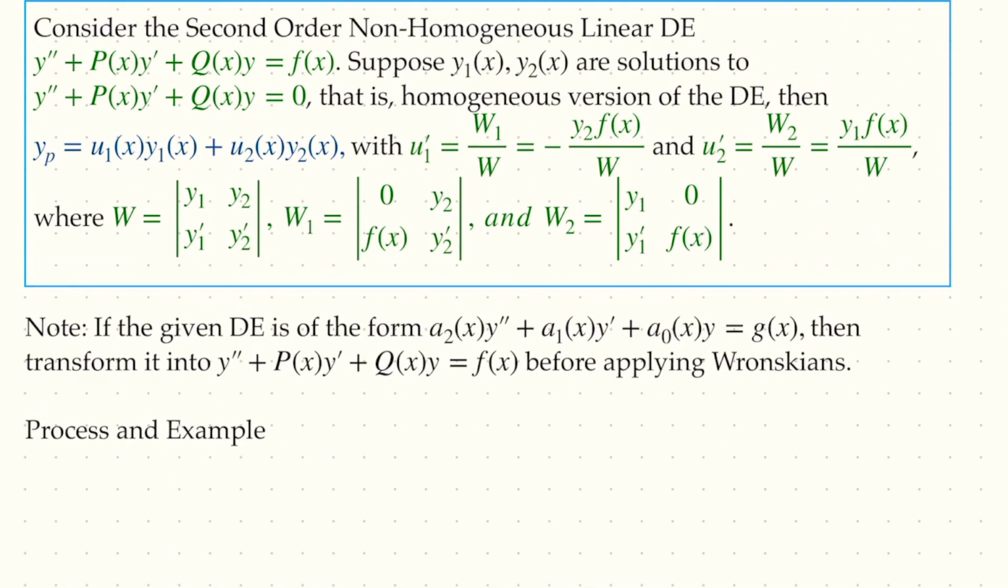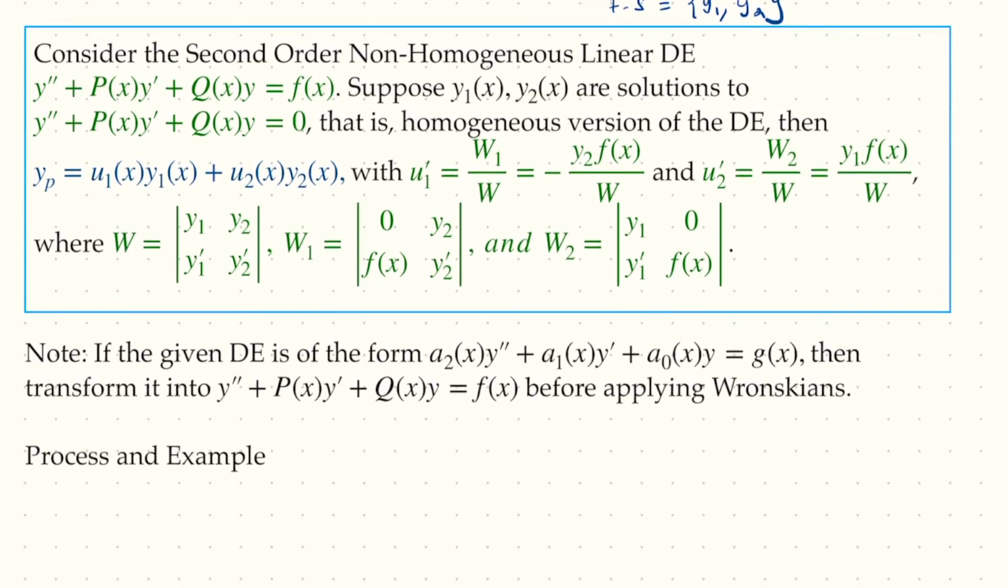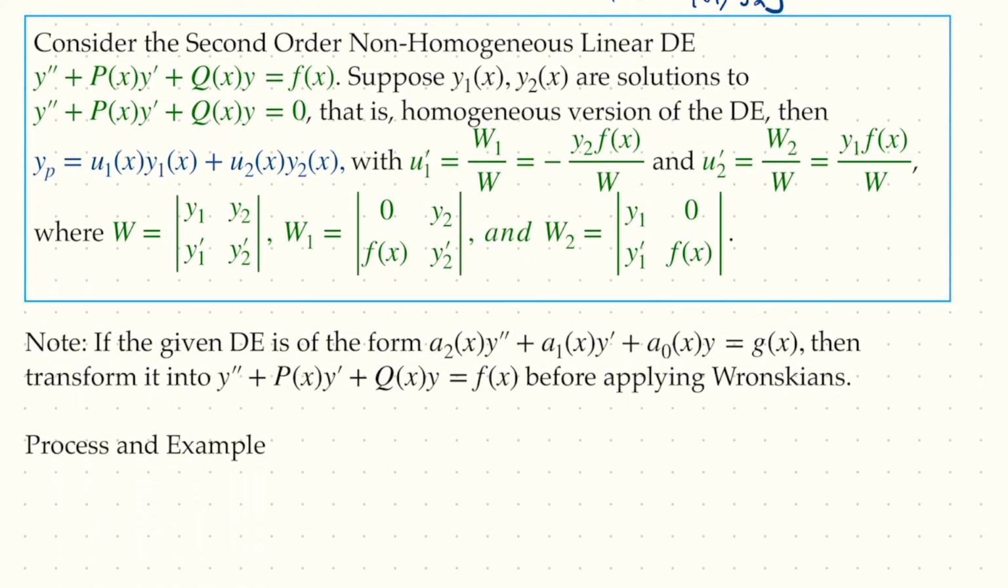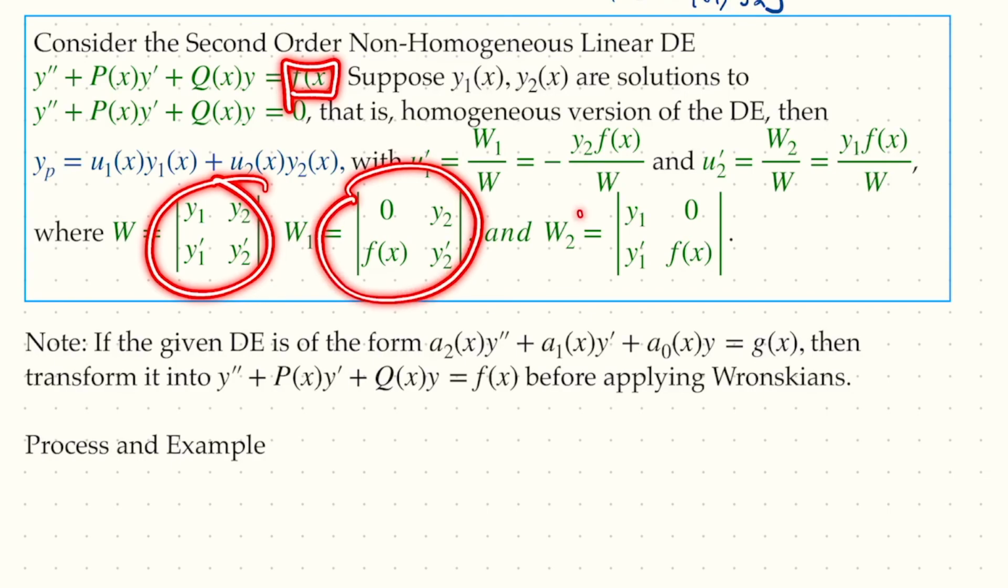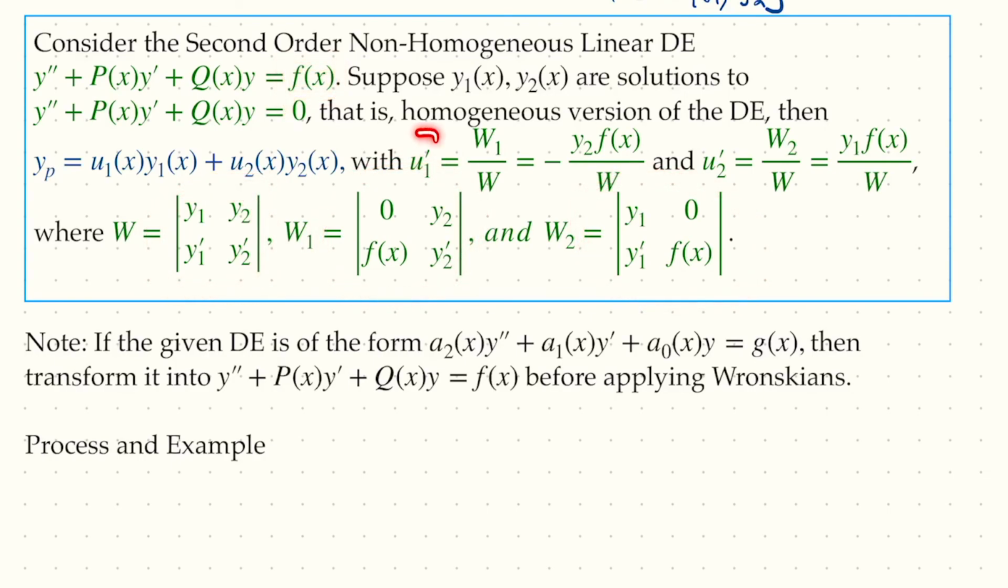And how does the process work? The process is very simple. It's similar to what we have been doing all along. Basically, you find the y1 and y2, if it is not given to you. And once you find the y1 and y2, then you find the W, and you identify your f of x. You find this one and you find that one. Then you can find the u1 prime by doing this, and the u2 prime by doing this.